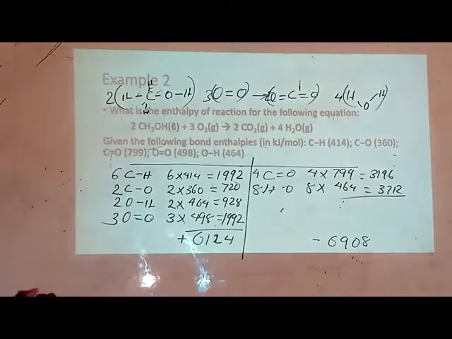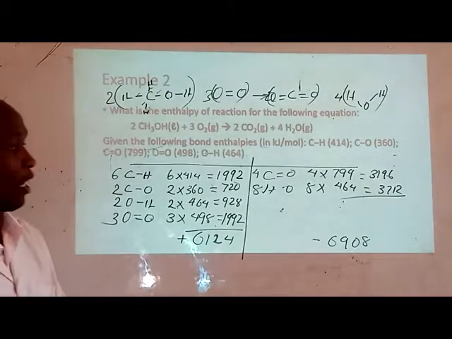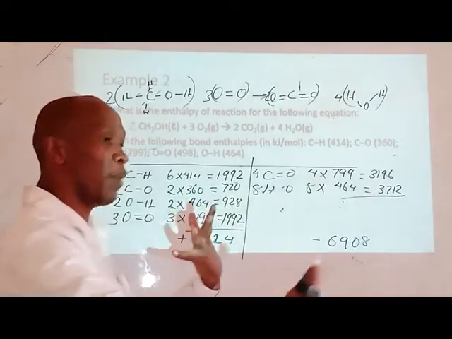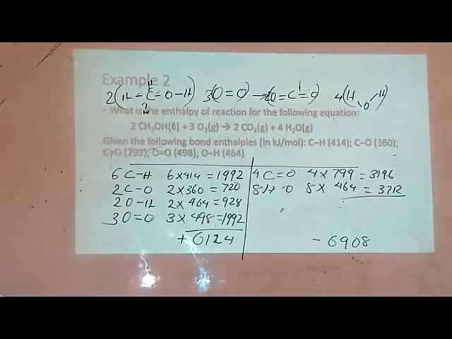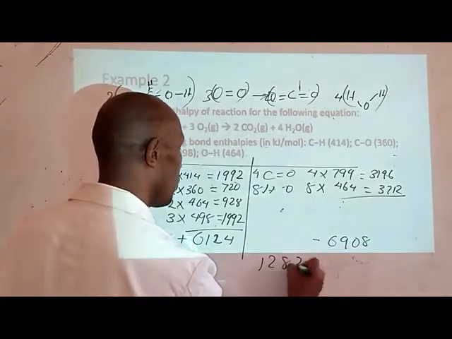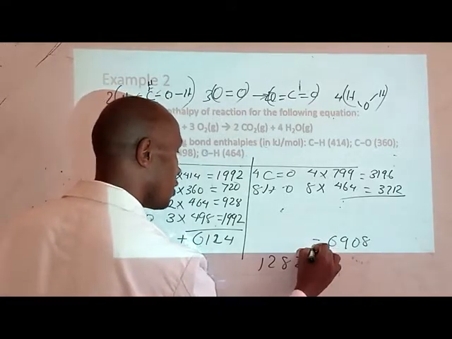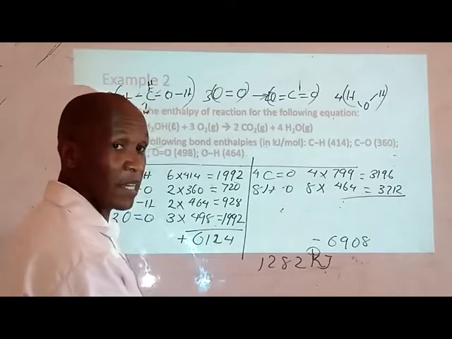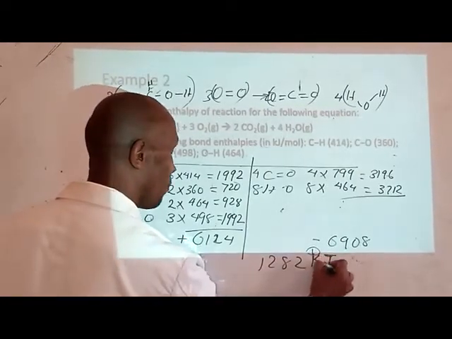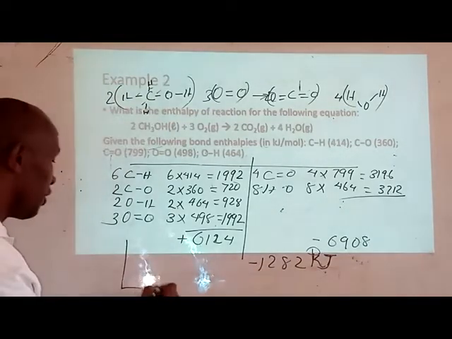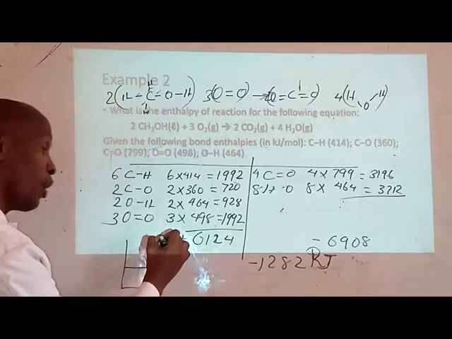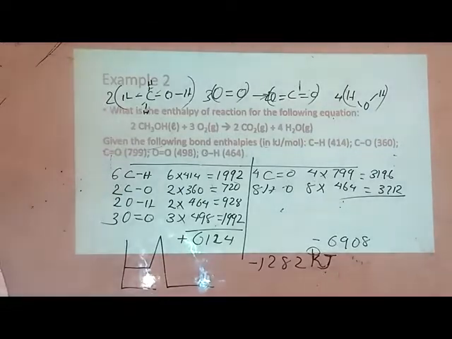So looking at that reaction, is it exothermic or endothermic? You realize that the energy that is produced in bond formation is more than the energy that was required to break bonds. So it's an exothermic process. We just need to subtract them, and we get 1282 kilojoules. Now, is it negative or positive? Of course, negative. The energy that is used in bond breaking is less than the energy that is produced during bond formation. So it's an exothermic process.